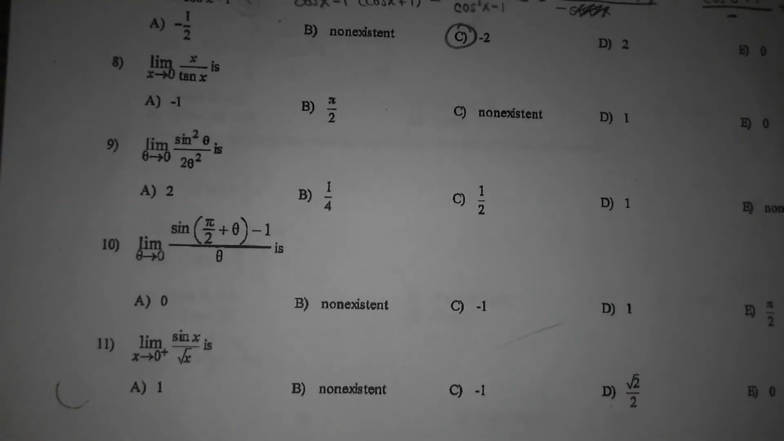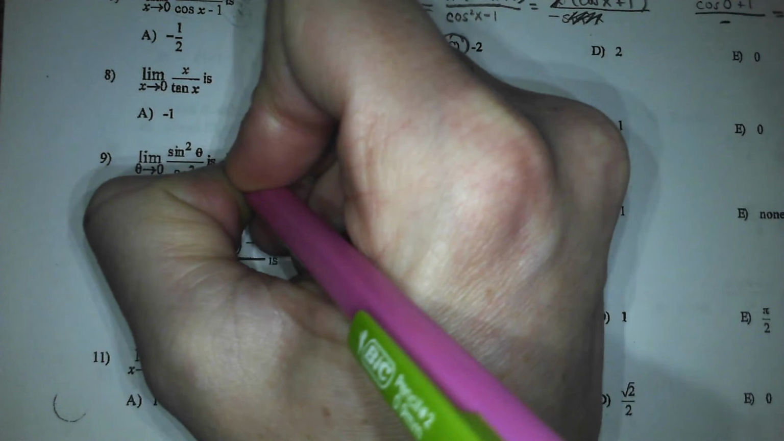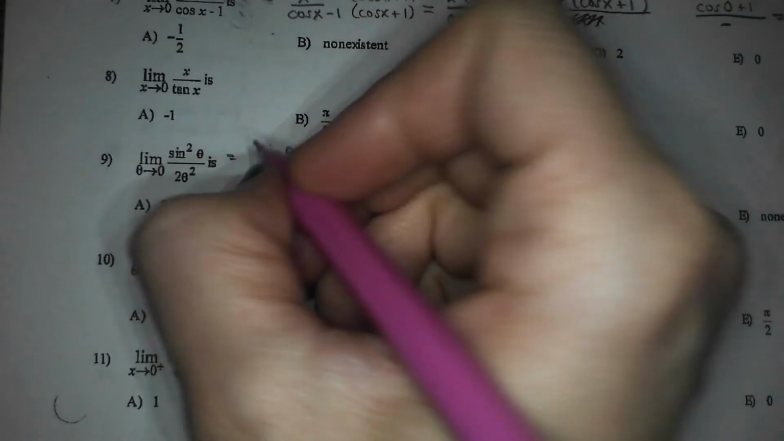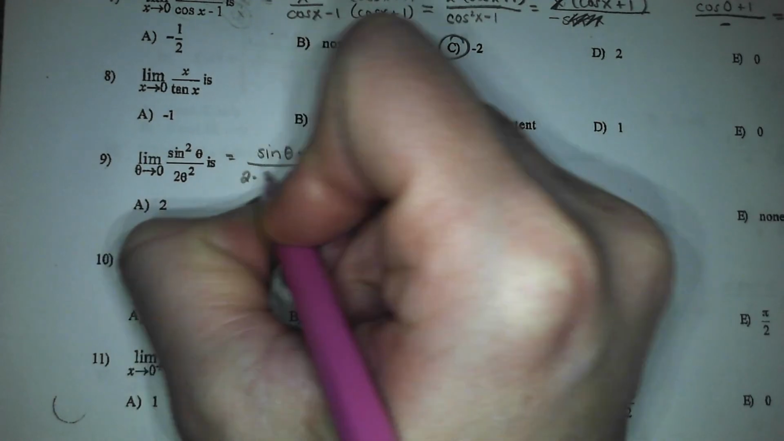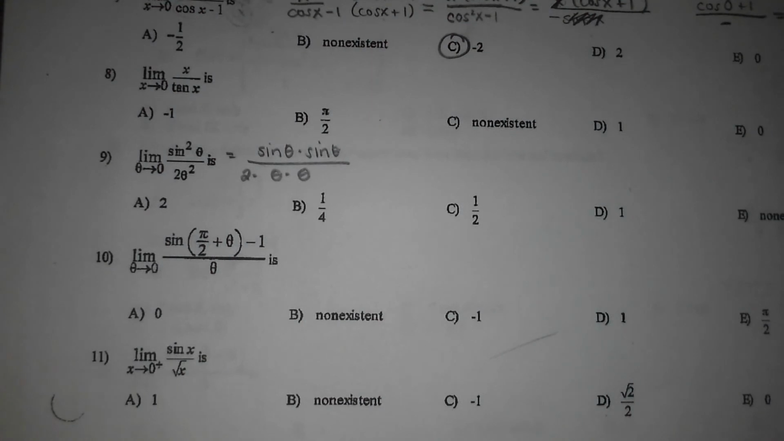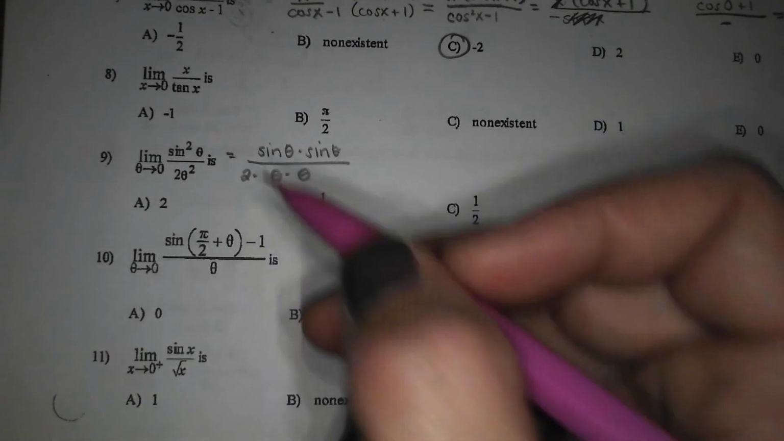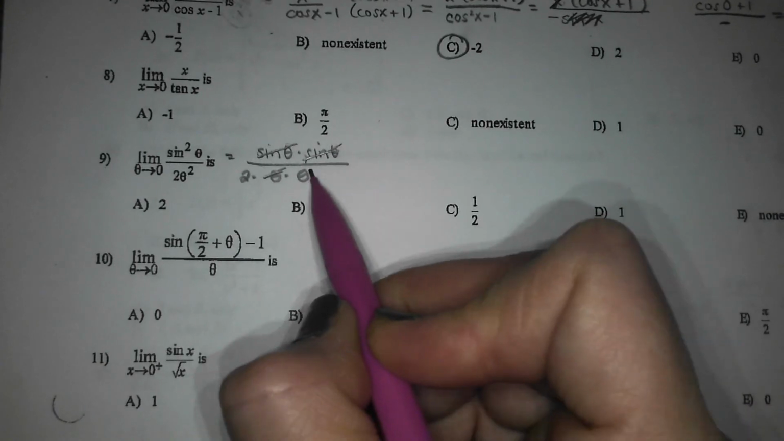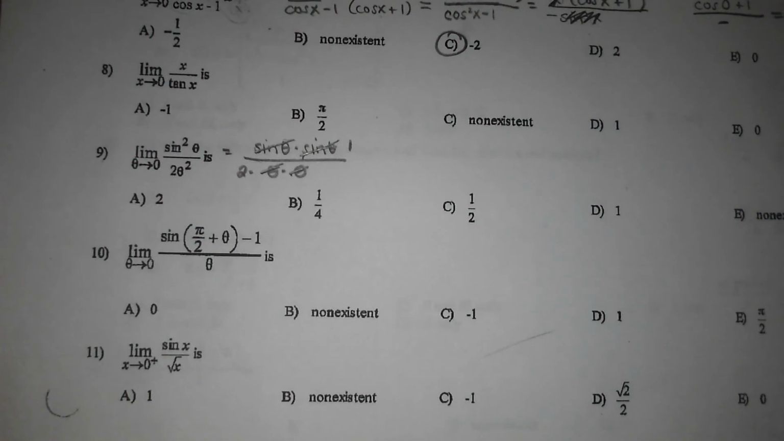In 9, the numerator is technically sine of theta times sine of theta, if I want to really spell this out. And the denominator is 2 times theta times theta. So since we're looking for the limit as we approach 0, that has a limit of 1. That has a limit of 1. So this just boils down to 1/2.